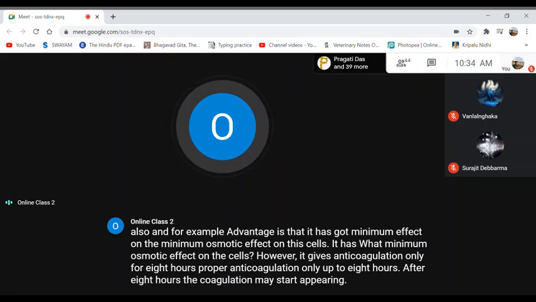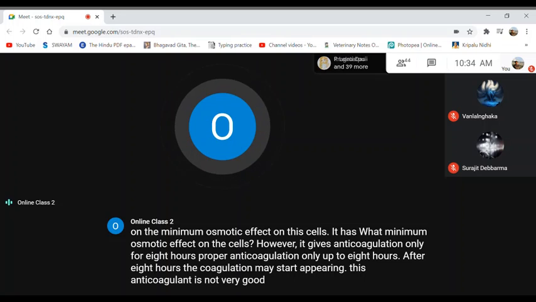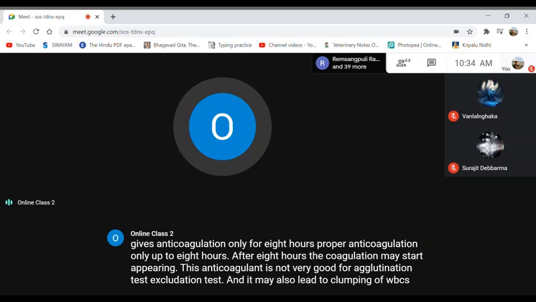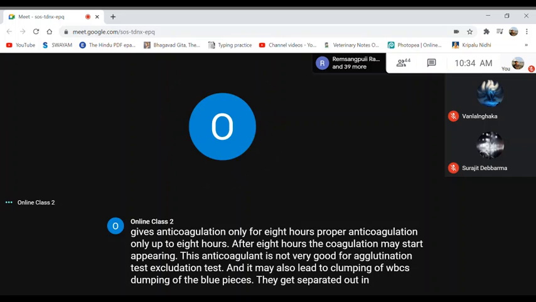This anticoagulant is not very good for agglutination tests. And it may also lead to clumping of WBCs. They get separated out in the solution.